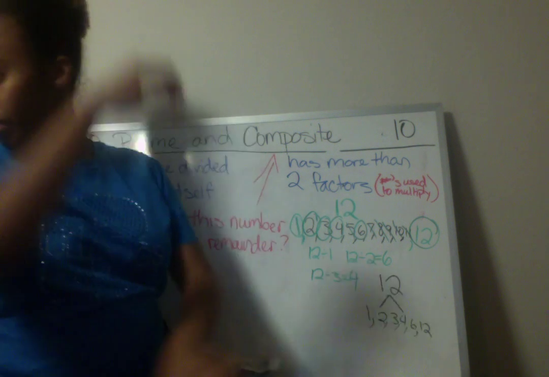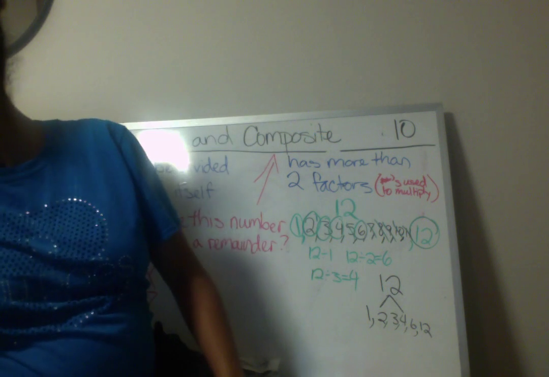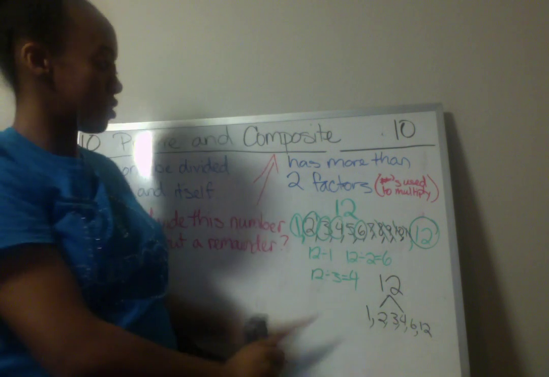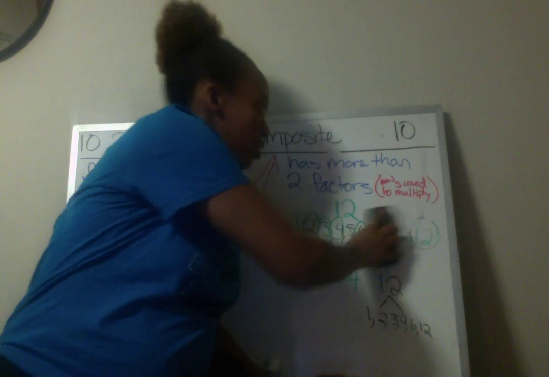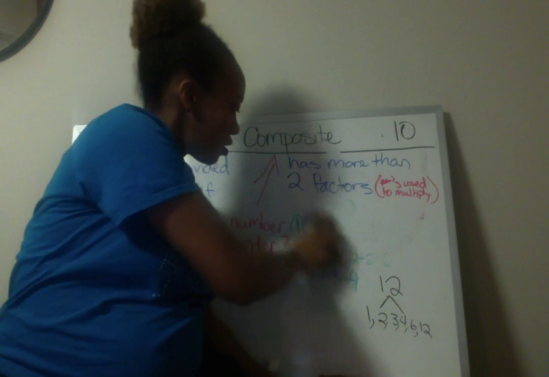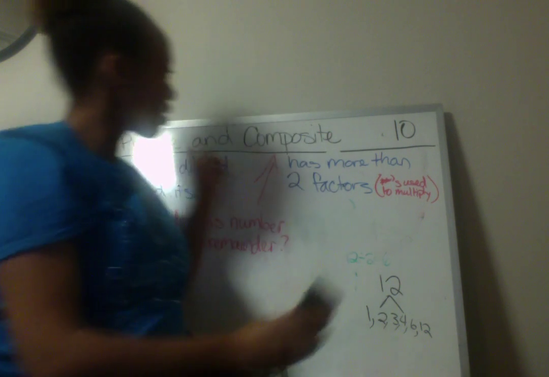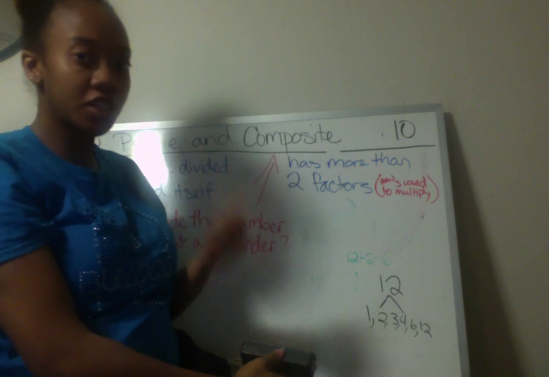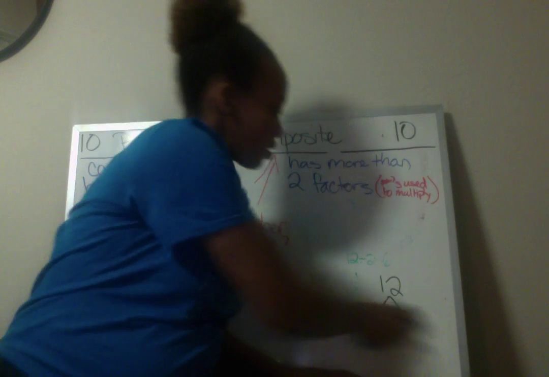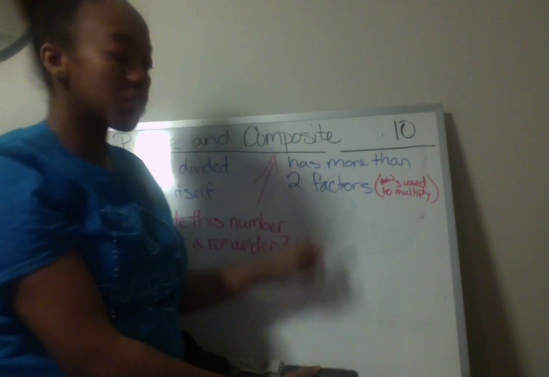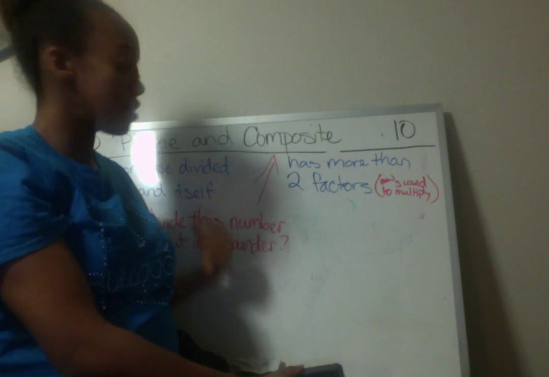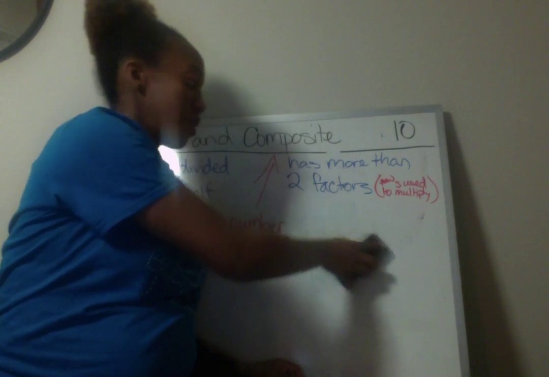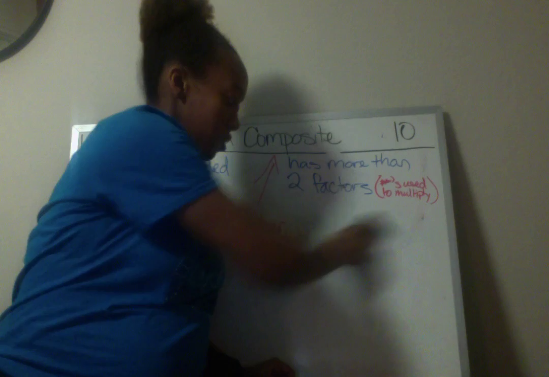Alright, let's do some more. So this is a composite number. So you remember, with prime and composite, you're using multiplication and division. Multiplication in terms of figuring out the factors, and you can divide to figure out how many factors there are and who those numbers are.